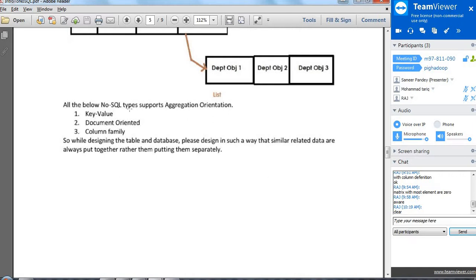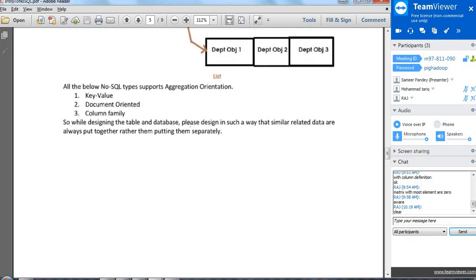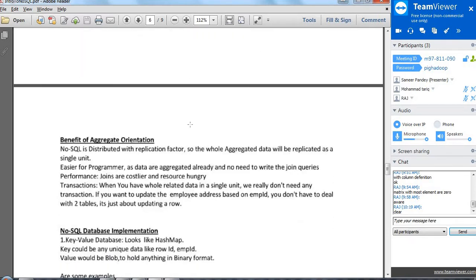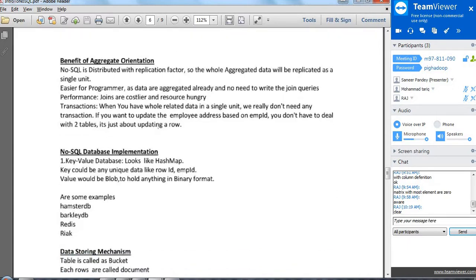So all the below NoSQL types support aggregation orientation. The key value database type also, document oriented also, column family also. All these support aggregation orientation. Okay. So what is the benefit? I have discussed what is the benefit. Just go through it.